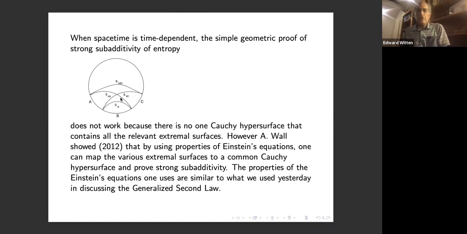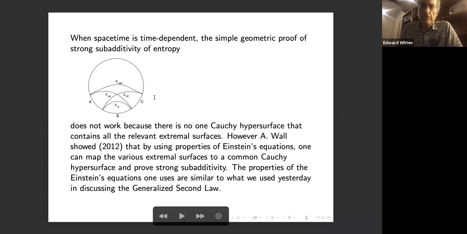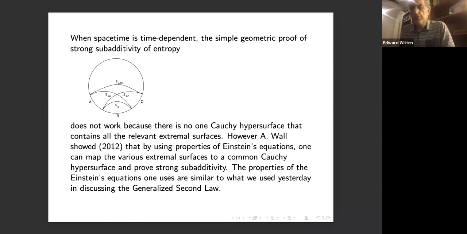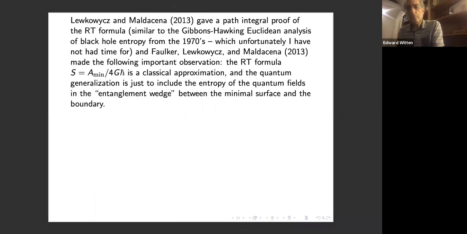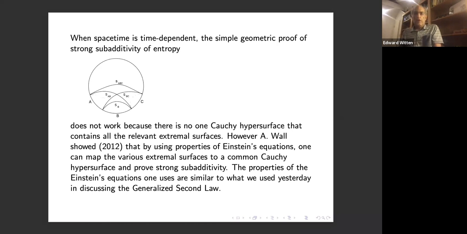The properties of Einstein's equations you have to use are similar to the ones we used yesterday. You have to use the Einstein-Raychaudhuri-Sachs equation, the constraint equation for a null hypersurface. And just as Einstein's equations fit beautifully into exactly what we needed for the generalized second law, they fit equally beautifully in what we need to prove strong subadditivity in the time-dependent case. I wish I could have explained it, but it would have made another lecture, or at least another half lecture. So that's what I'll say about the HRT generalization of RT.